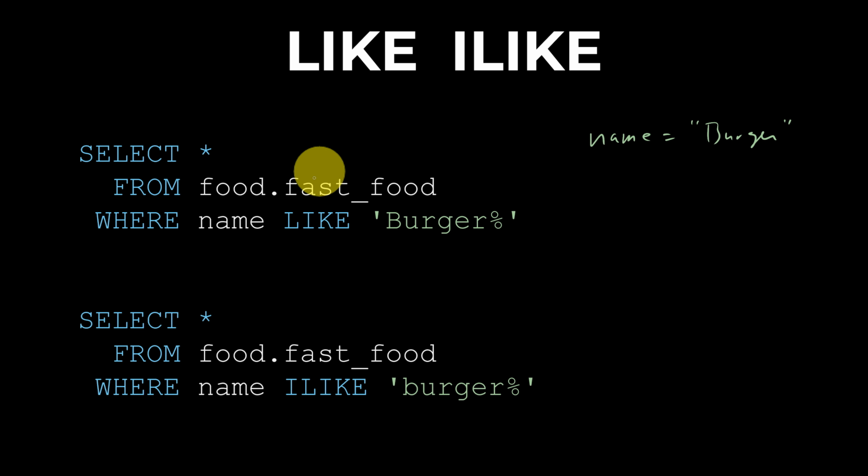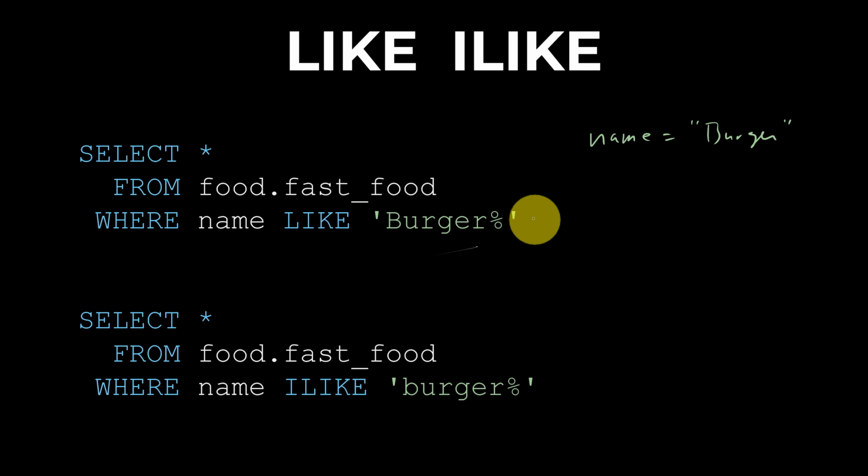So for example, here I want to find fast food restaurant names, and I want to return ones that start with the word burger, right? I guess Burger King and Burger Queen. Is that a fast food restaurant? I'm not sure. But anyways, let's assume that there are multiple fast food restaurants that start with the word burger, and that is how we can get them.